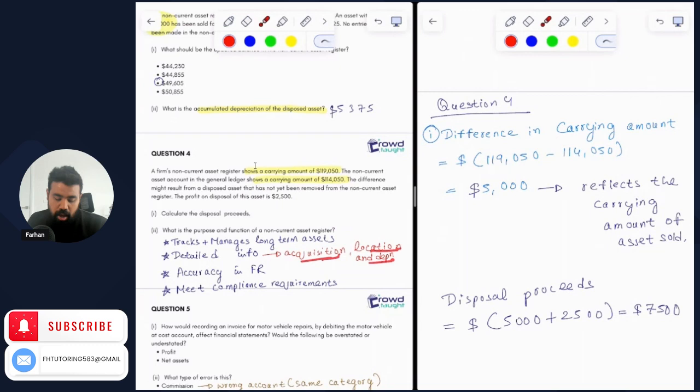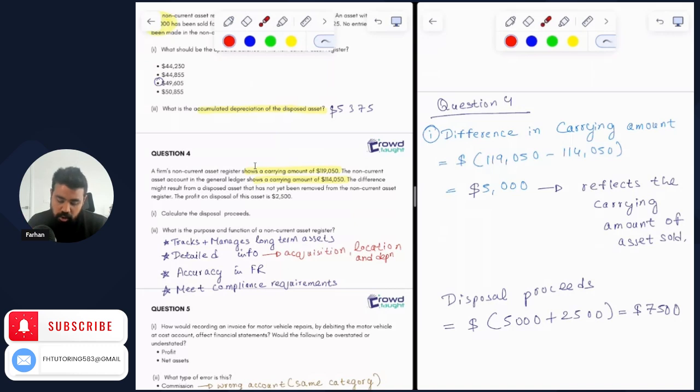At the same time, maintaining a non-current asset register helps us maintain accuracy in financial reporting. So when you do the books, when you prepare the financial statements, you can accurately reflect what's going on in the business in terms of acquisitions, in terms of disposals, and in terms of relevant depreciation.